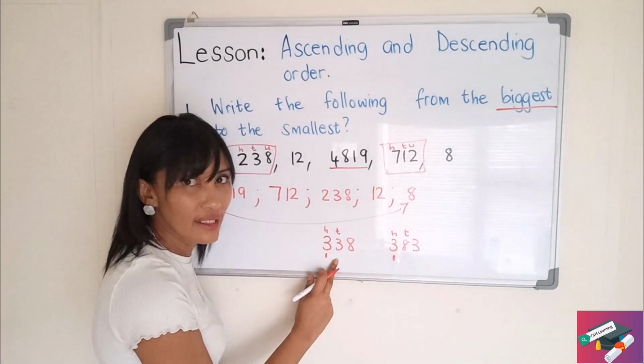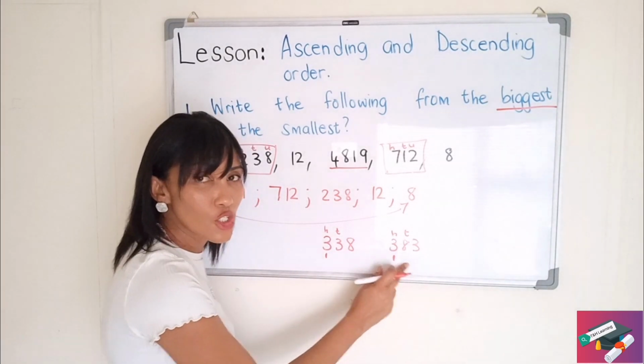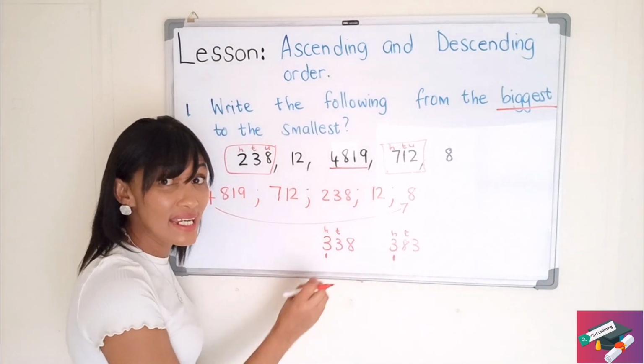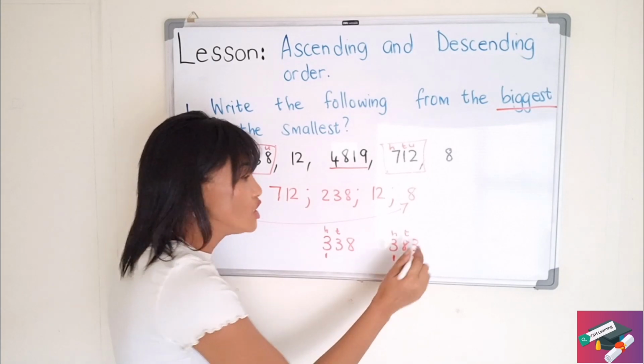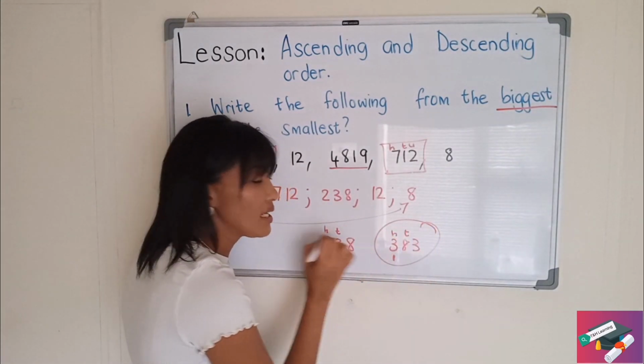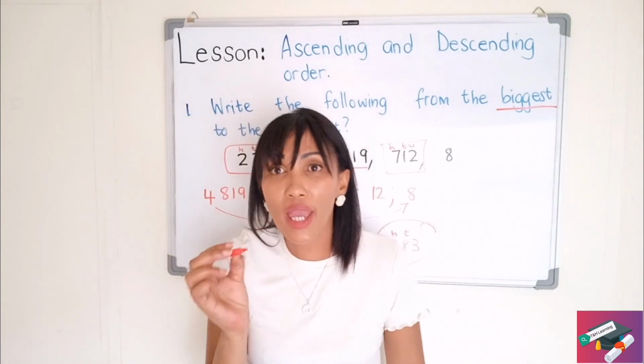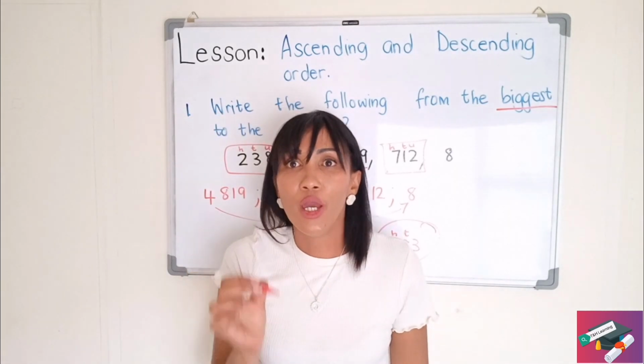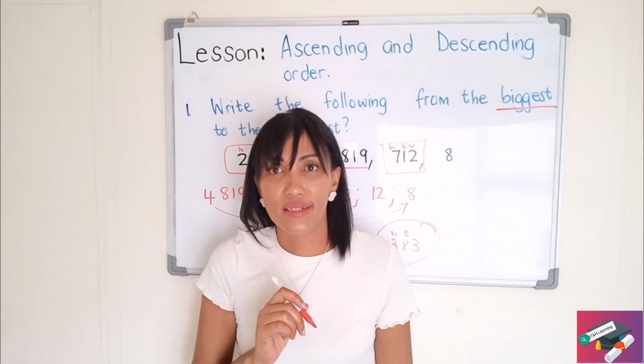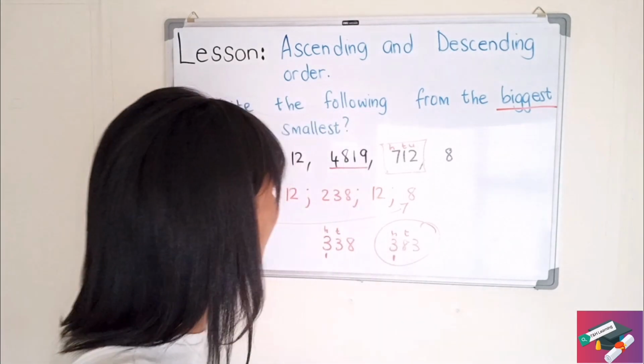So this 10 is a 3 and that one is 8. So which one is bigger? 3 is less and 8 is more. So this number will be bigger than 338. So it's very important for you to look at your digits very carefully before you write in ascending and in descending order. So let me give an example of the next one.